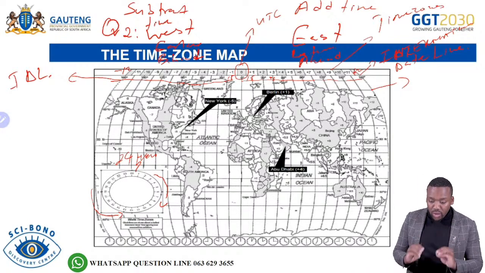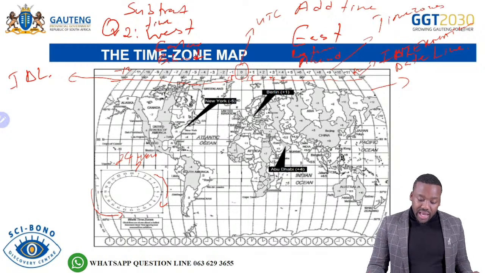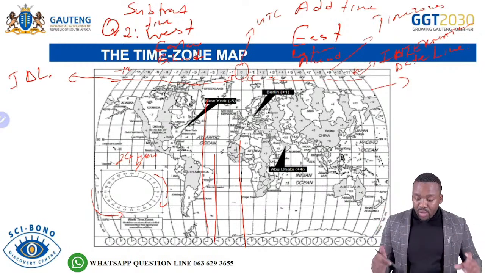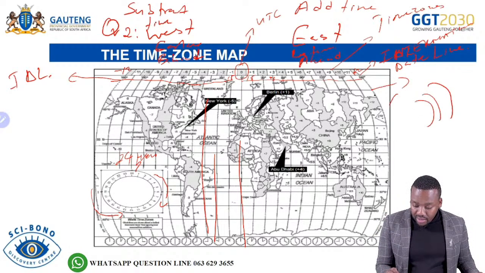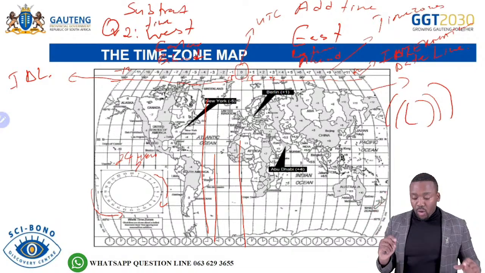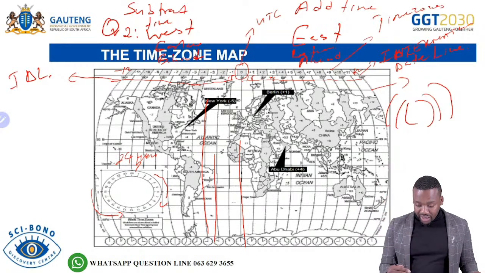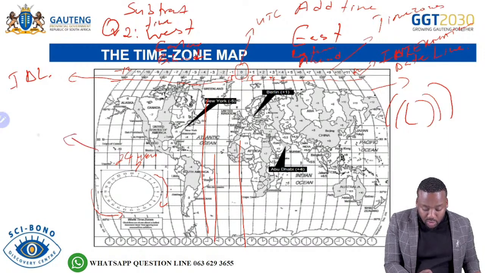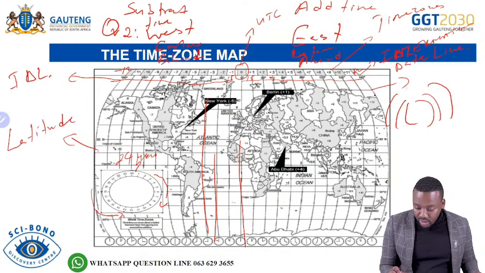Then when you get into the inside of your map again, you will see that we've got lines that are moving from north to south. These ones, right? The straight ones going down. So they are curving, they are not straight. They are like this, those lines. What do we call those? These are the lines of longitude because they are moving from north to south. Then we also have the lines that are parallel to each other, these ones. Then we call them the lines of latitude. And then these ones, they are longitude.